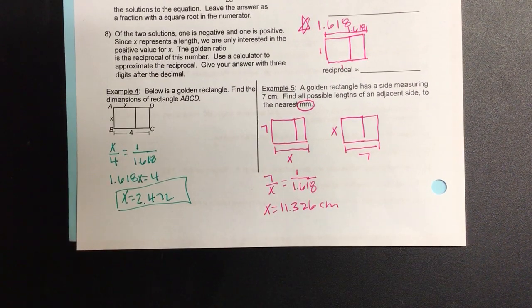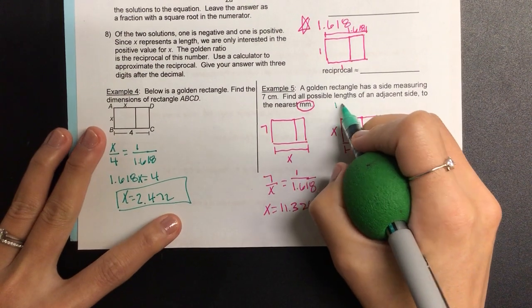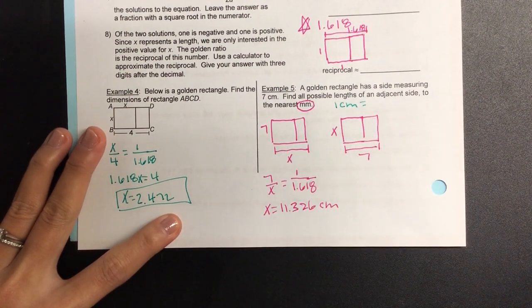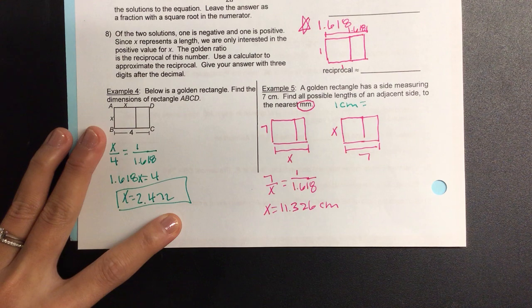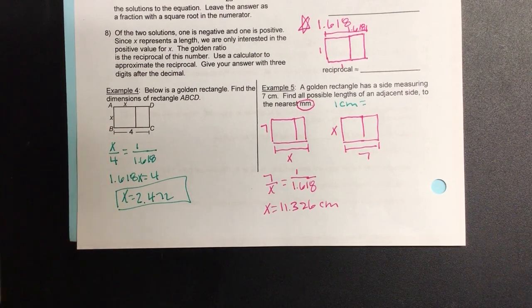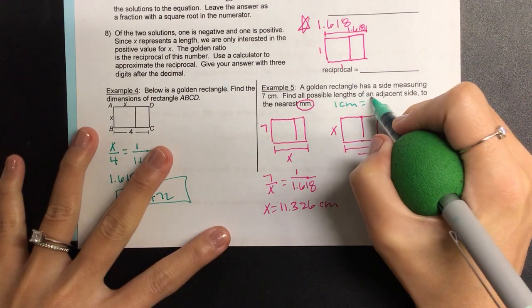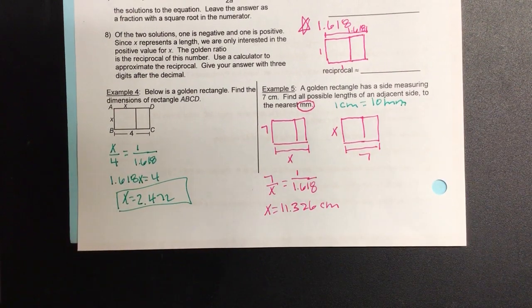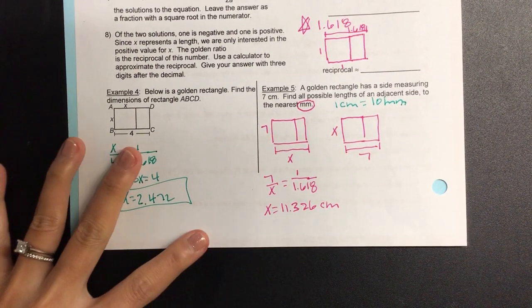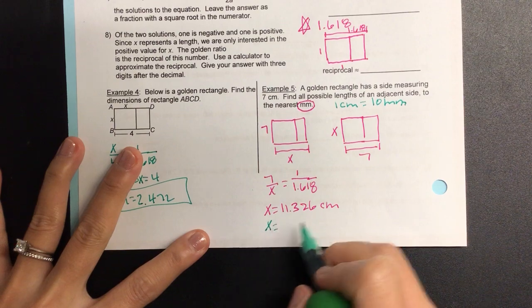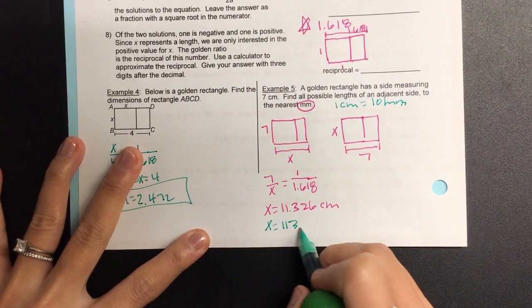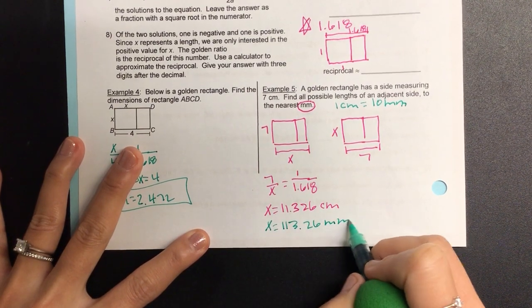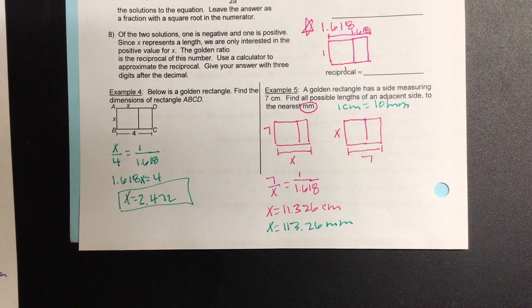Let's see if y'all remember the conversion. 1 centimeter is equivalent to how many millimeters, if you maybe remember? In a ruler, 1 centimeter has 10 tick marks. It'll be 10 millimeters. You're like, what is a ruler, right? Since we have Google. All right, so that means in centimeters, it's going to be 113.26 millimeters.